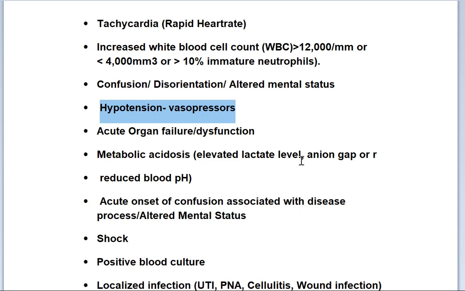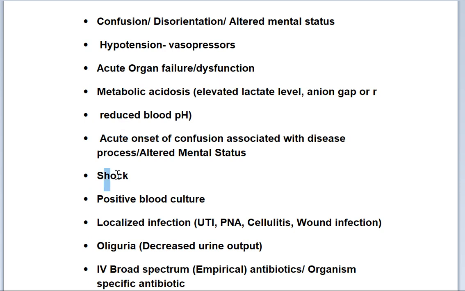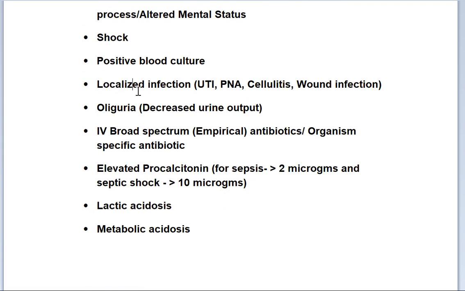Or else, if you are working in CDI, that is clinical documentation improvement, in that sector you are the person who is going to initiate a query. So for that you need to know the clinical indicators very well. If the patient has hypotension, you will question the provider whether this patient has septic shock, because hypotension is a very important indicator for septic shock. Also metabolic acidosis, some acute organ failure such as AKI, acute onset of confusion, shock, positive blood culture, localized infection. Oliguria means decreased urine output.